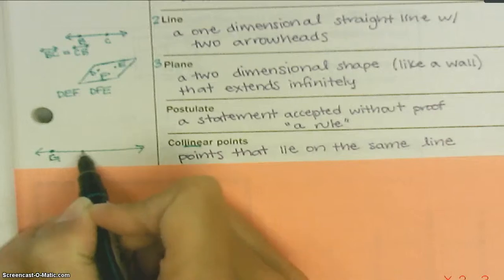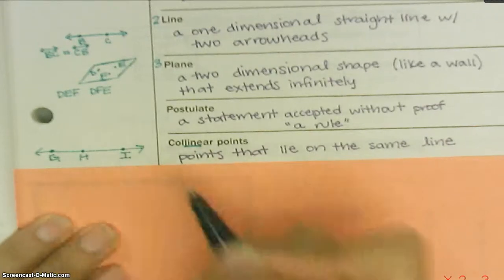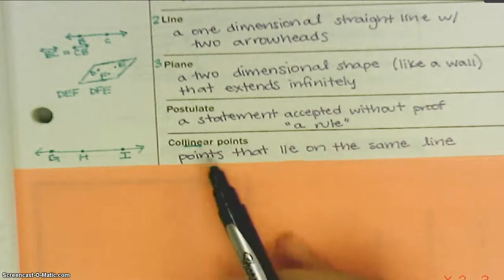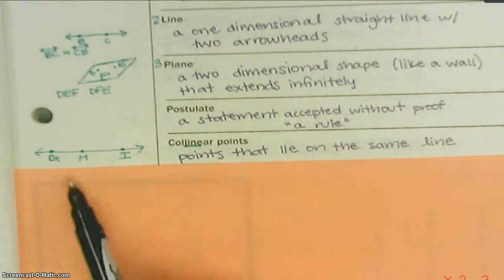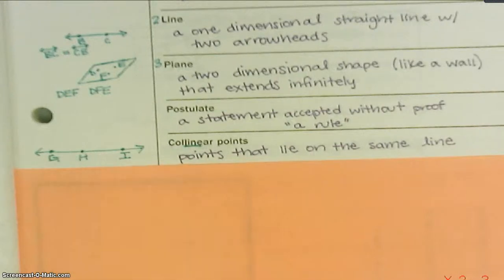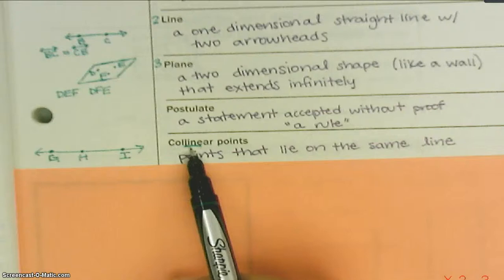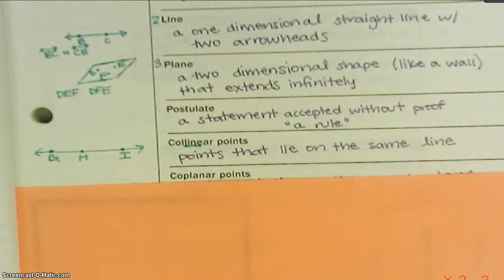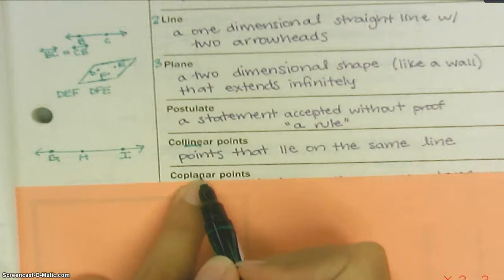G, H, I. G, H, and I are collinear because they lie on the same line. Notice they're all on this straight line, so they are together on a line. So our next word is coplanar. So this is together on a plane.